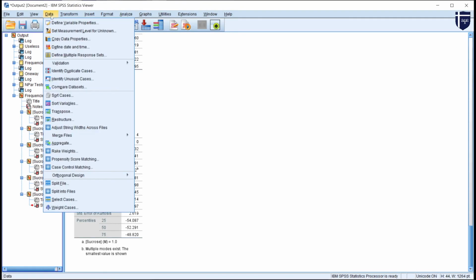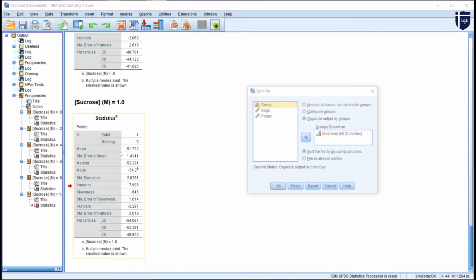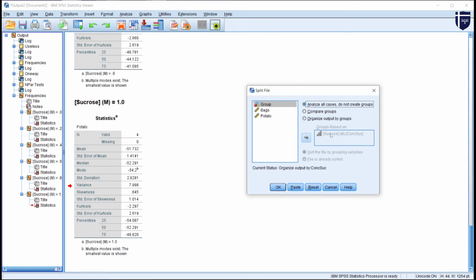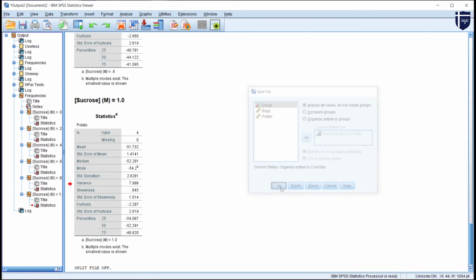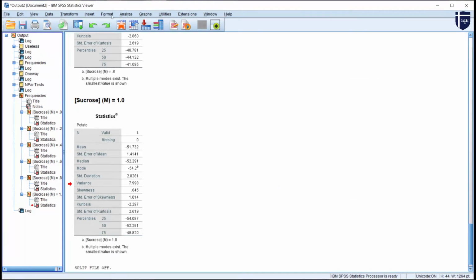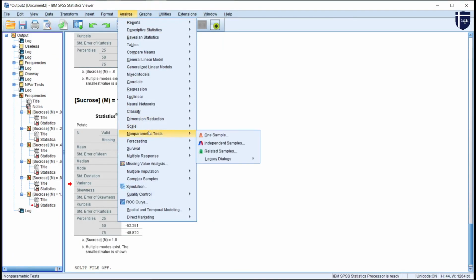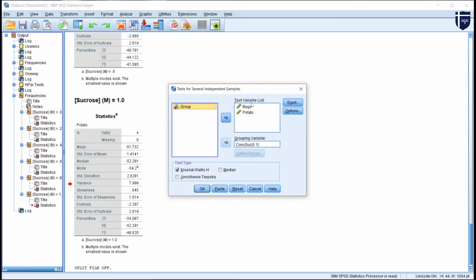So I'm going to do that. I'm going to say data and split file. I'm going to unsplit the file and analyze all cases. So say OK. So this time I'm actually going to just run the non-parametric test first. Analyze, non-parametric, legacy dialogues, k independent samples, and this time we are going to run the potato with the same concentration as sucrose, and it's going to be a Kruskal-Wallis. The options are already selected for us, so we're going to click OK.